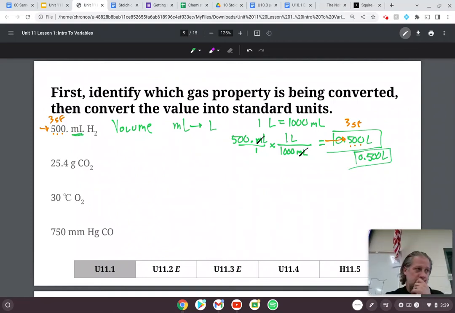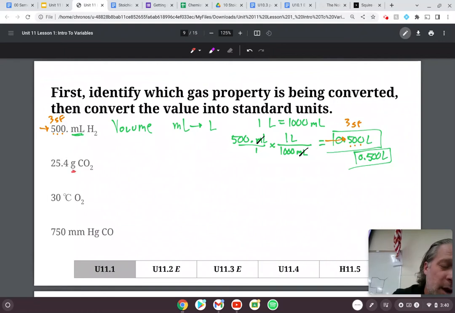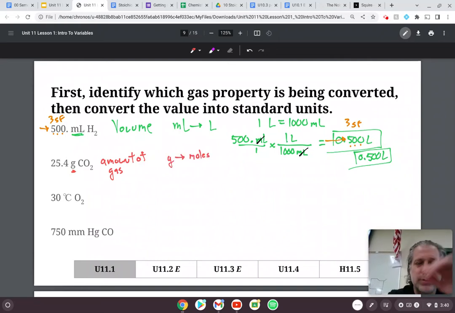Okay, next one. 25.4 grams. Okay, so when I see grams, it tells me that I'm working with an amount of gas. So that means that in this case, I'm going to be converting from grams to moles. And when I go from grams to moles, I need to use the masses on the periodic table. So the first thing I'm going to do is calculate my molar mass.